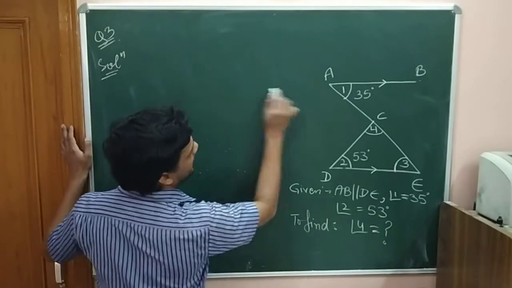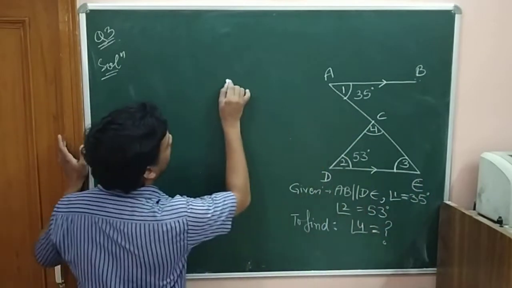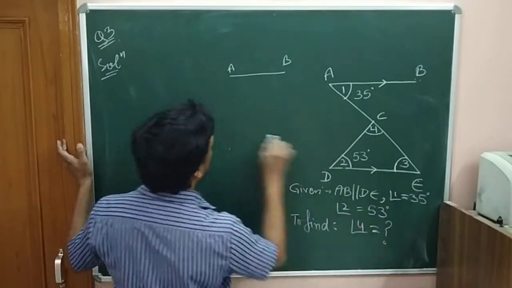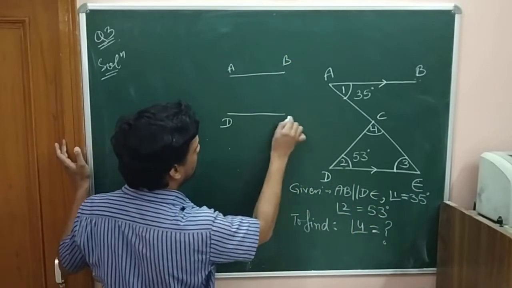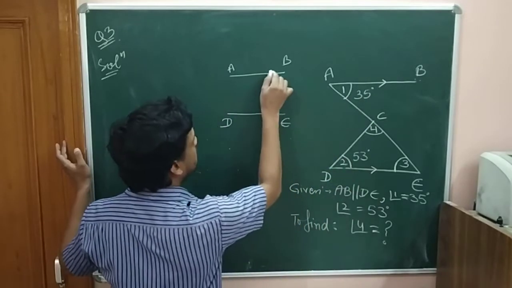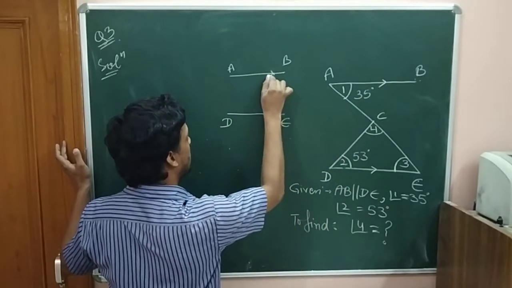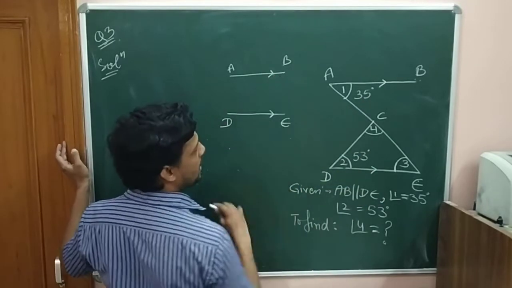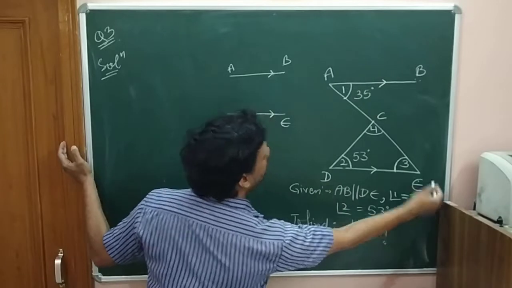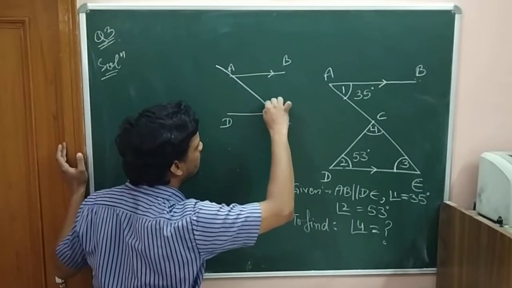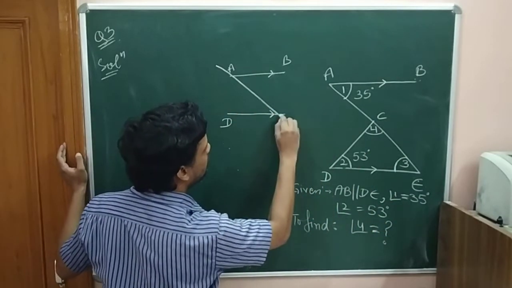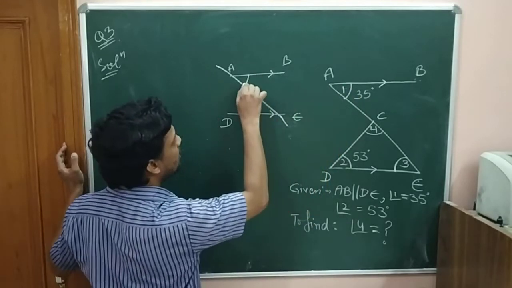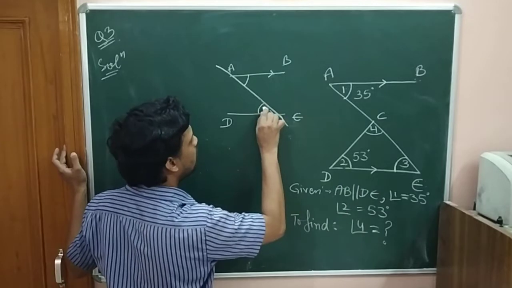Now you can easily see that AB and DE are both parallel lines. I have mentioned with the arrow that both lines are parallel. Arrow here, arrow here. Both lines are parallel and AE is a transversal. This angle is 1 here. This angle is 3 here.